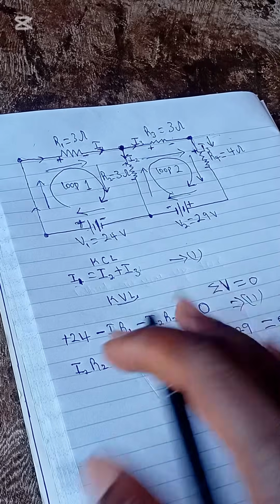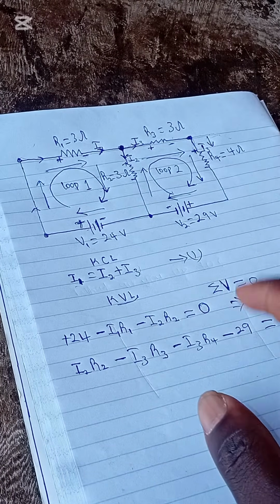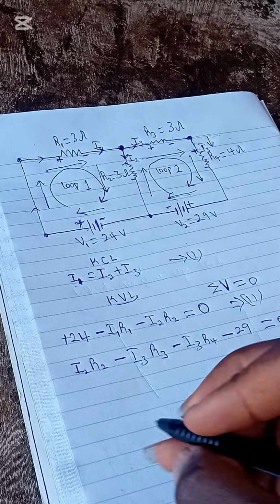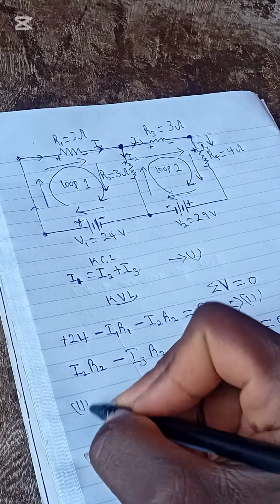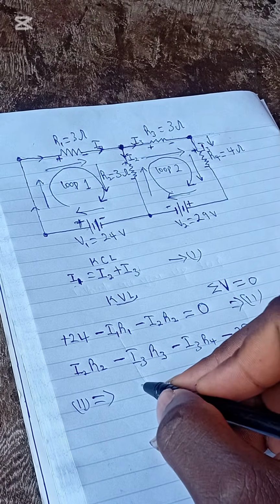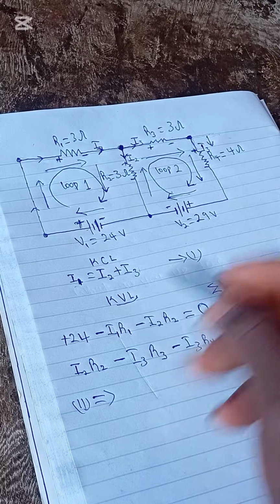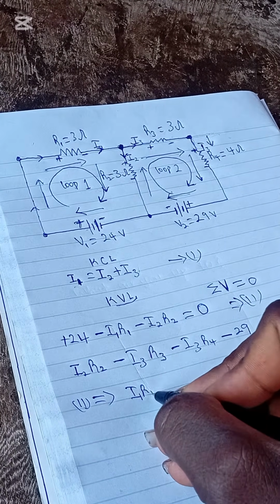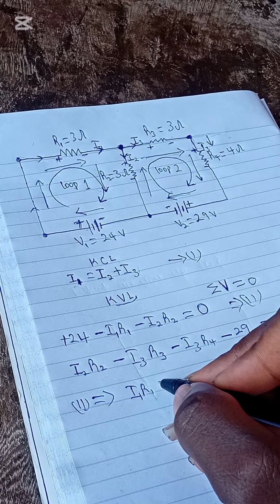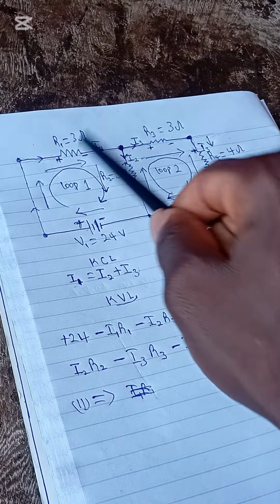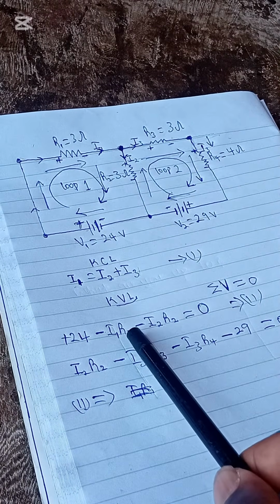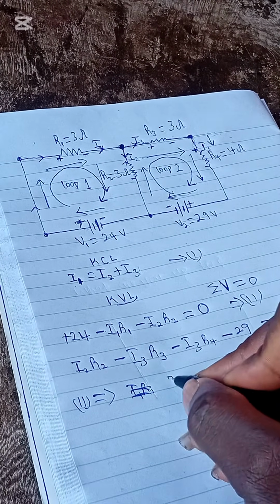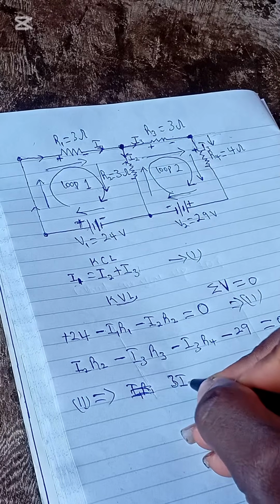So now let's change the order of these two equations. Now for equation 2, we have all this negative, we go to the other side. So it is changed to positive I1 R1. Okay, what's our R1? 3 ohms. So 3 times I1. So we have 3I1.